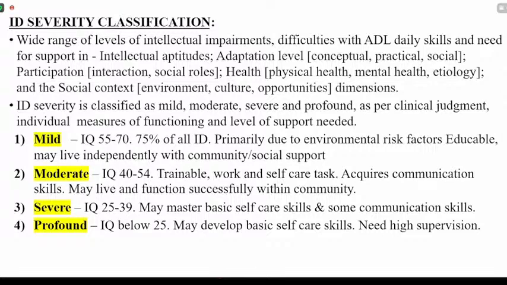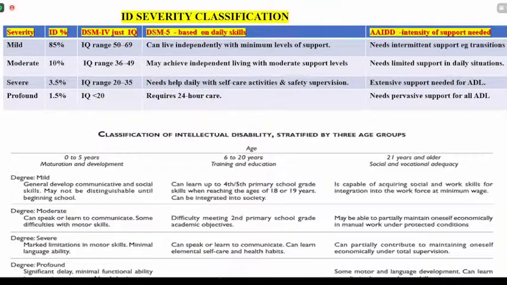Then we have the severe intellectual disability with IQs of 25 to 39. This is quite a severe intellectual disability. However, with support, they still master some basic self-care skills and some communication skills, but they will always need moderately high levels of supervision and support. Finally, those with IQs less than 25 are classified as having profound intellectual disability. Though they can develop a little bit of basic self-care skills, they do need lots of supervision and help.